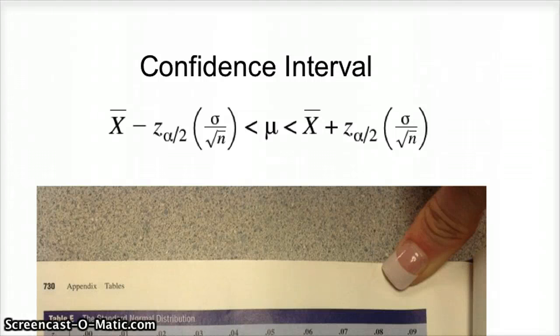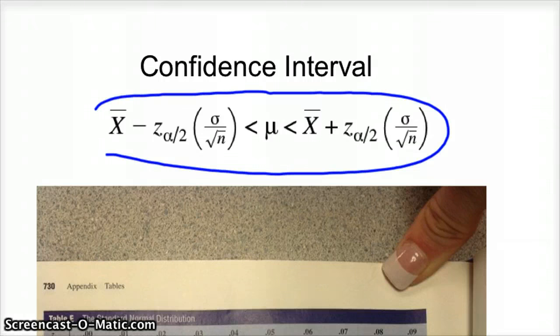All right, what is a confidence interval? So this ugly equation here looks kind of nasty, but hopefully I'm going to describe it to you, because that is the formula for a confidence interval. Now, some things you need to understand.